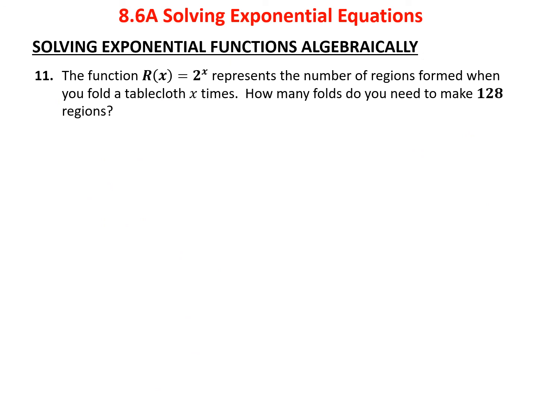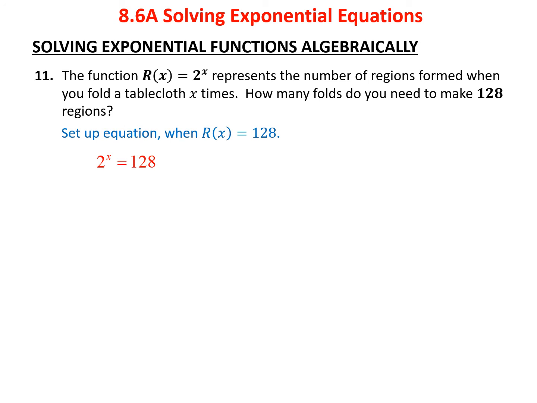In the last problem, it says that when you fold a tablecloth, each time you fold it in half, you double the size. So R of x, the region, equals 2 to the x power. How many folds do you need to make 128? In other words, if you take one tablecloth and fold it in half, you now have 2 sections. Fold it again, and now you have 4 sections. So we're going to set the equation equal to find out how many will make it 128. So 2 to the x equals 128.